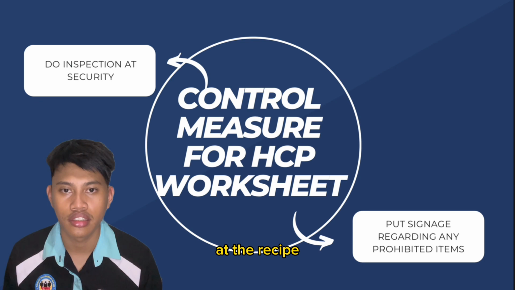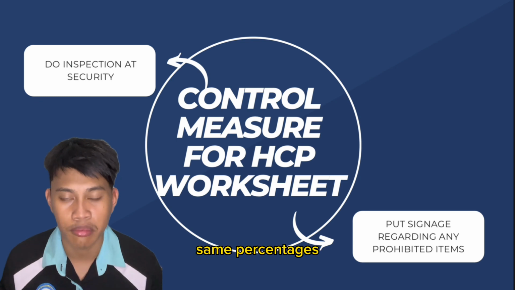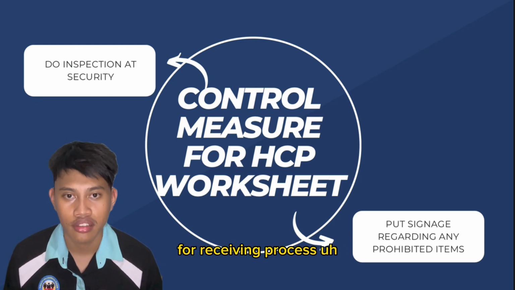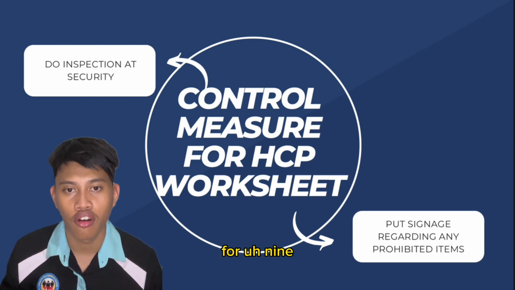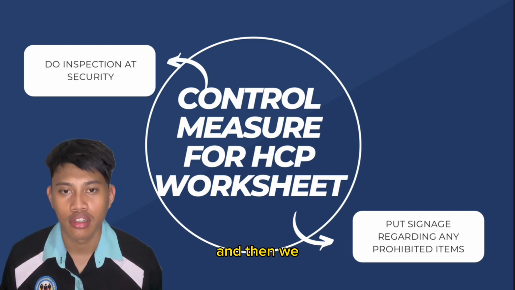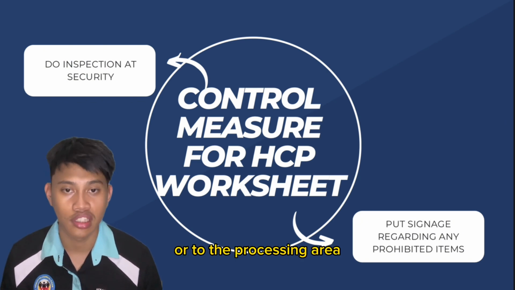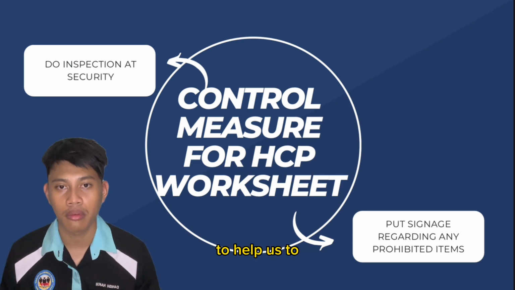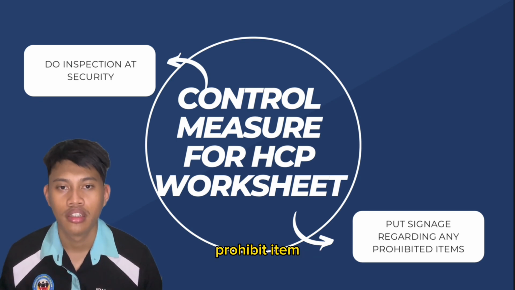And then the last part, at the HCP worksheet, we need to provide a control measure. For example, I will use the same process, the receiving process. For the receiving process, I mentioned that the company has a ranking of 9, so we have categorized it as an HCP. The first thing we need to do is make sure the security officer inspects the visitors or workers that come to the plant or processing area, to make sure the people who come to our production area do not bring a prohibited item.